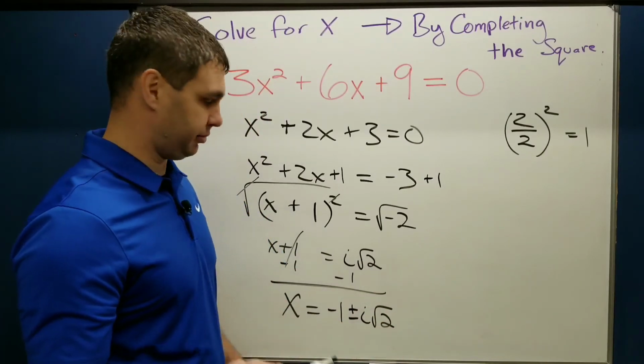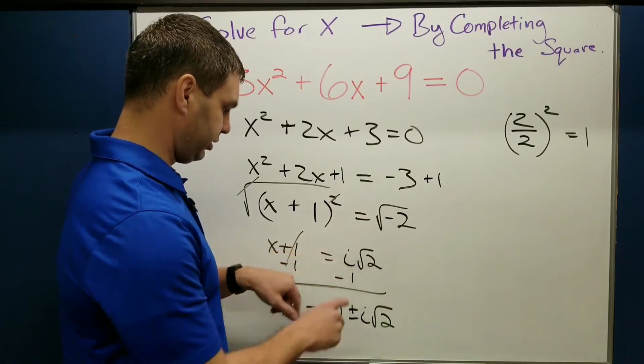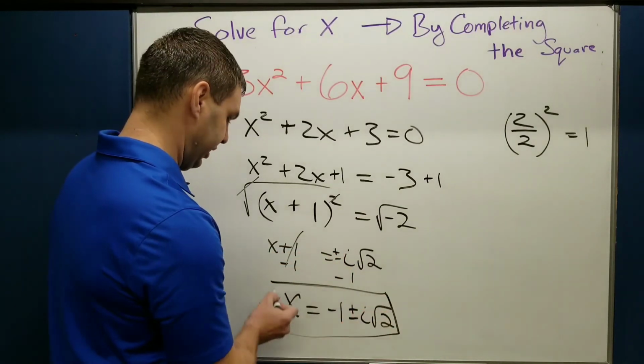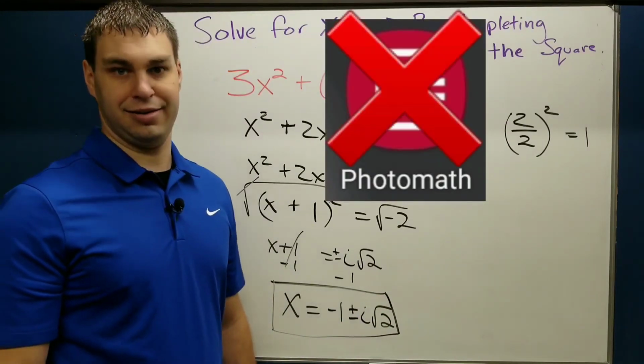And I actually forgot something, right? Whenever I take the square roots, since I took this i out, I should have probably had my plus or minus up here. So that is our answer, and Photomath was wrong.